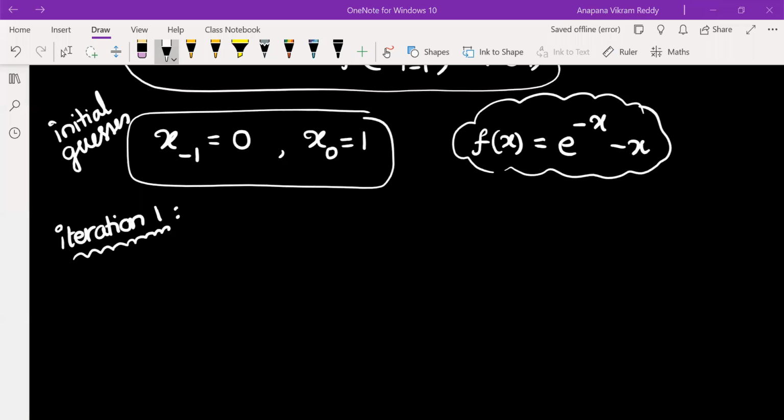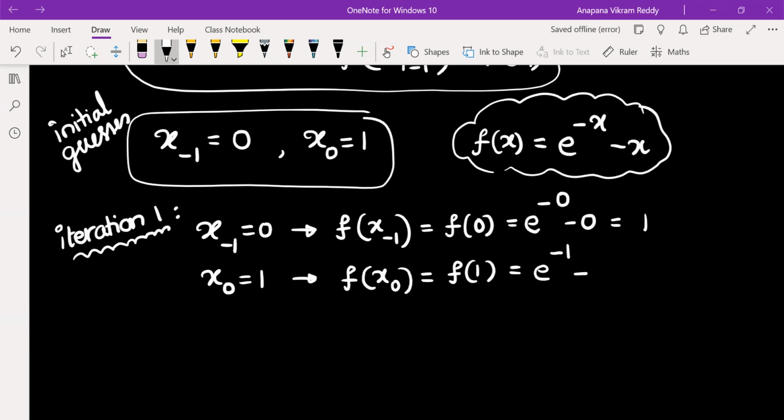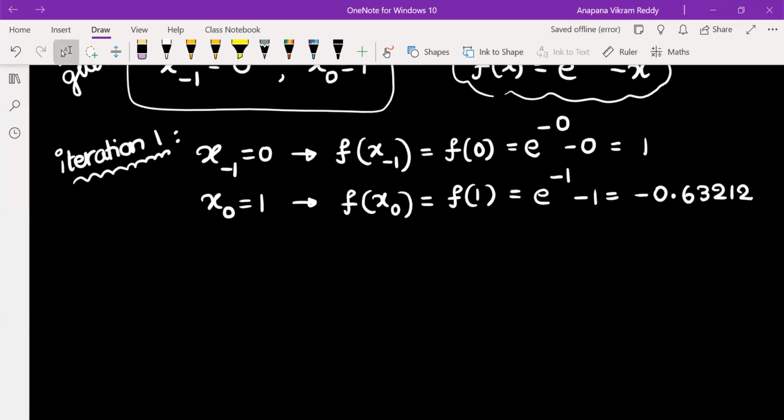Okay, anyways, iteration number one, for I have x_{-1} equal to 0. If you find f of x_{-1}, so f of 0 is equal to e power minus 0, so the answer is 1. Similarly, x_0 is equal to 1, so f of x_0 is equal to f of 1, which is e power minus 1, and this is minus 0.63212. Okay. Now what do I do?